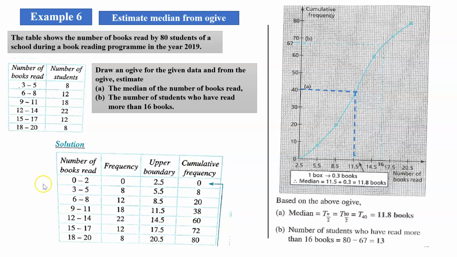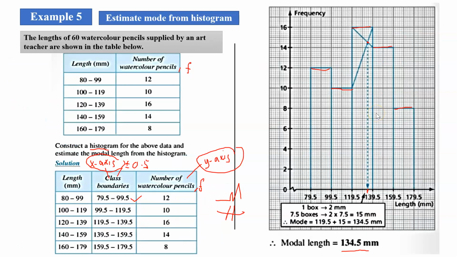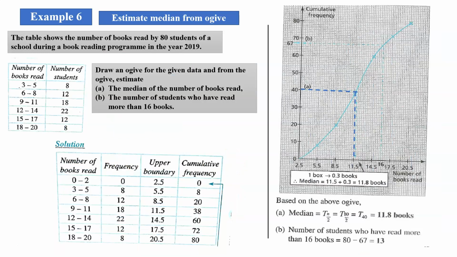Okay, let's see the next example, which is example 6. We're going to estimate the median from an OGIF. So this is how an OGIF looks like. Previously this was a histogram. This is a histogram and this is an OGIF.